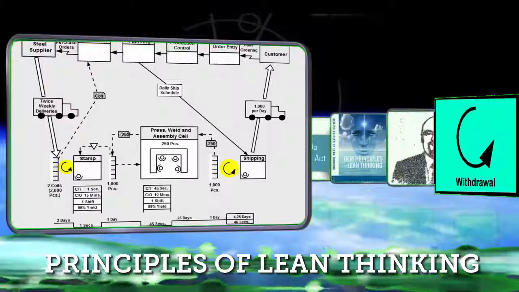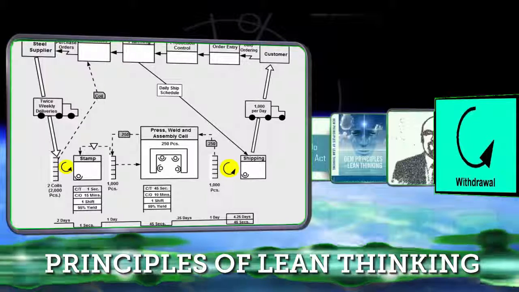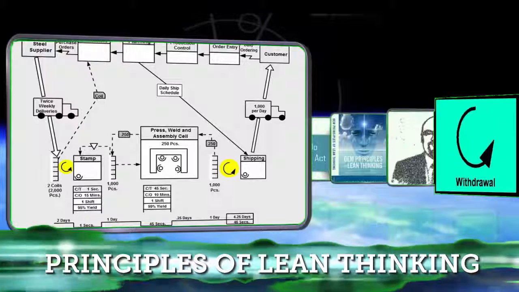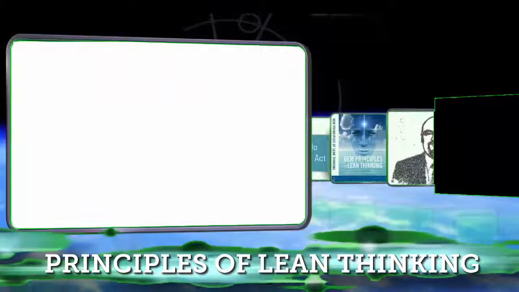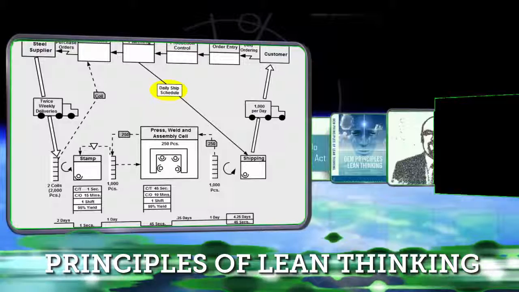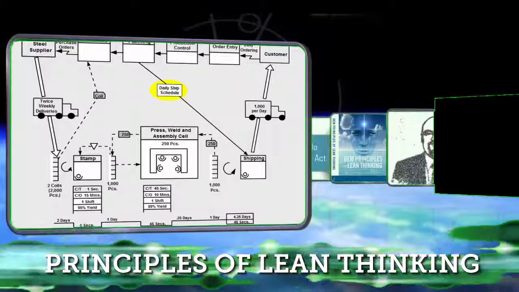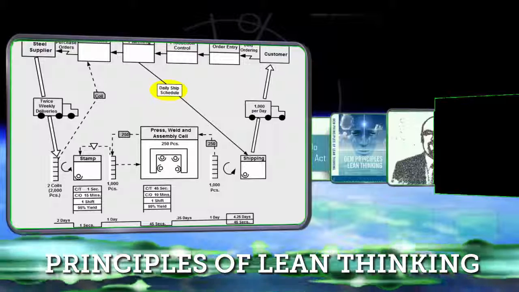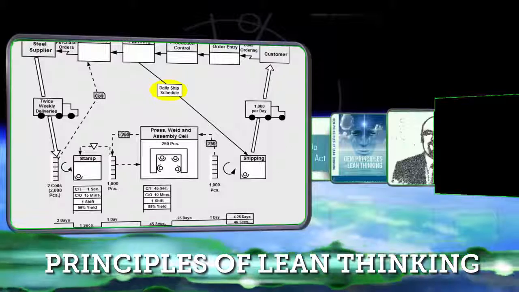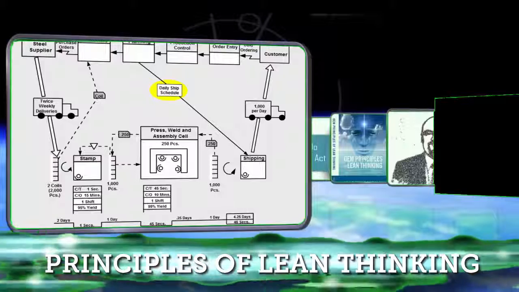This icon represents a pull of materials, usually from a supermarket. This is an alternative to scheduling individual processes. Note how weekly schedules that were adjusted daily on the previous map for each of the stamp, press, weld, and assembly operations has now been replaced with just one daily ship schedule.